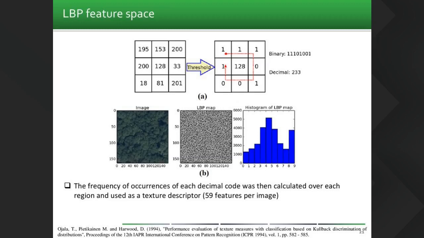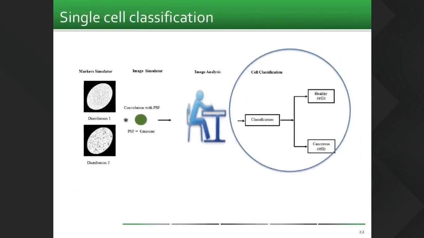The frequency of occurrence of these decimal numbers in all the image, in all the LBP map, will be considered as features. Here, the frequency is represented in a histogram. The values of the bins inside this histogram are considered as features. We calculated 59 features per image.